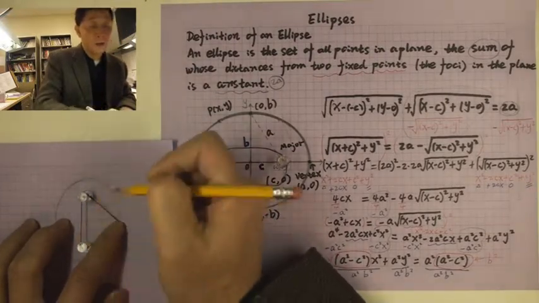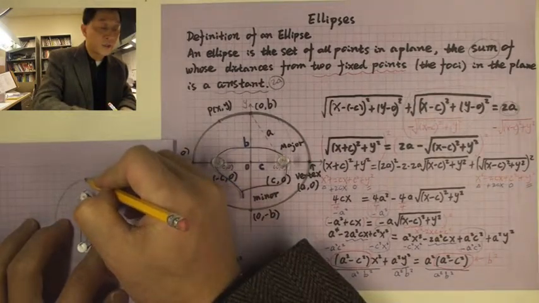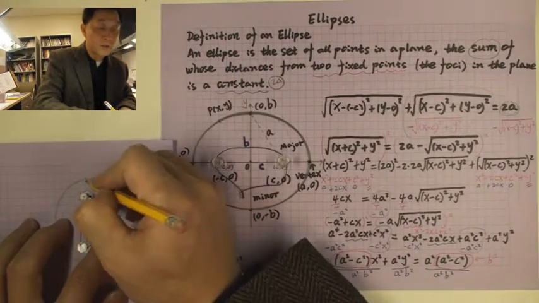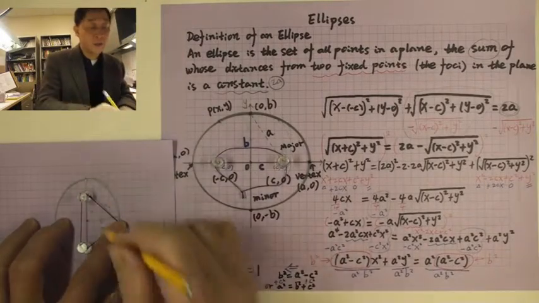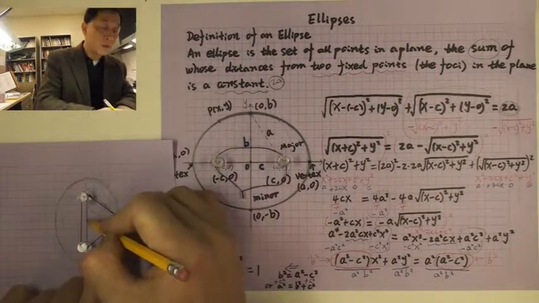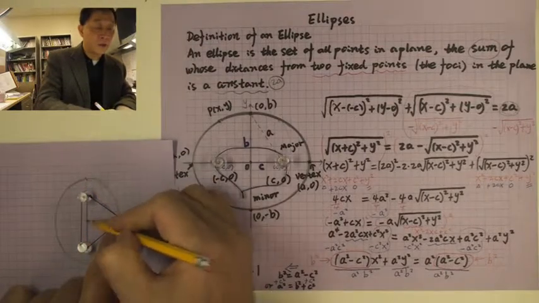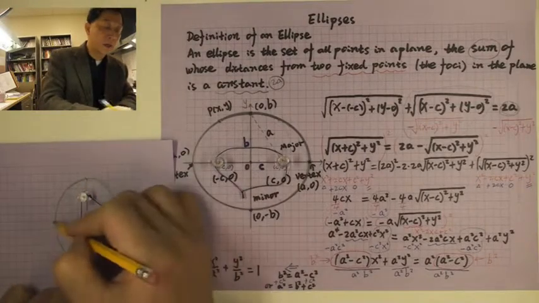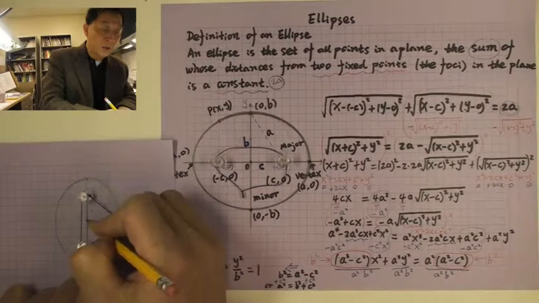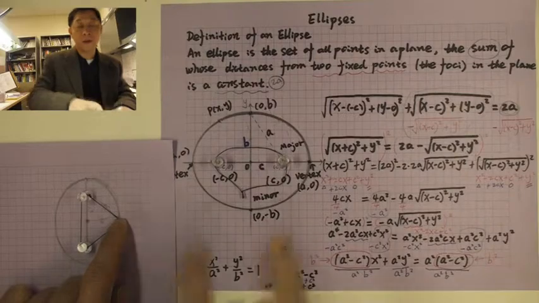C is always with A. Let's say how far it is from the center to this vertex. From here to here is also A. Okay, so A appears in two different places. Keep in mind the hypotenuse and from the center to this vertex. And B is shorter than A. From here to here is B, or from here to here is B. C is from here to the focal point. Again, C appears in two places.